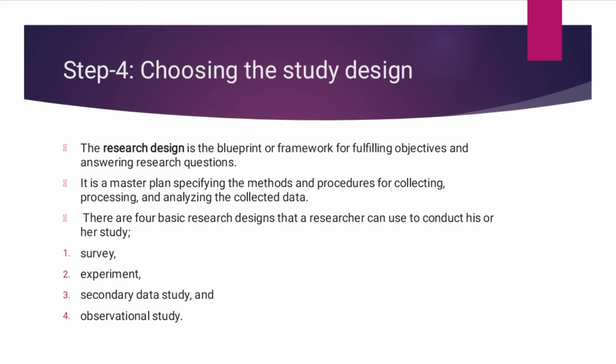After formulating hypothesis, we choose the study design. The fourth step in the research process is choosing the study design. It is basically the blueprint and the framework for fulfilling the objectives and answering the research question. It's basically the methods and procedures for collecting, processing, and analyzing the data. The four basic research designs are survey, experiment, secondary data study, and observational study. Depending on these four designs, we choose one and then we follow that design in order to perform our research.